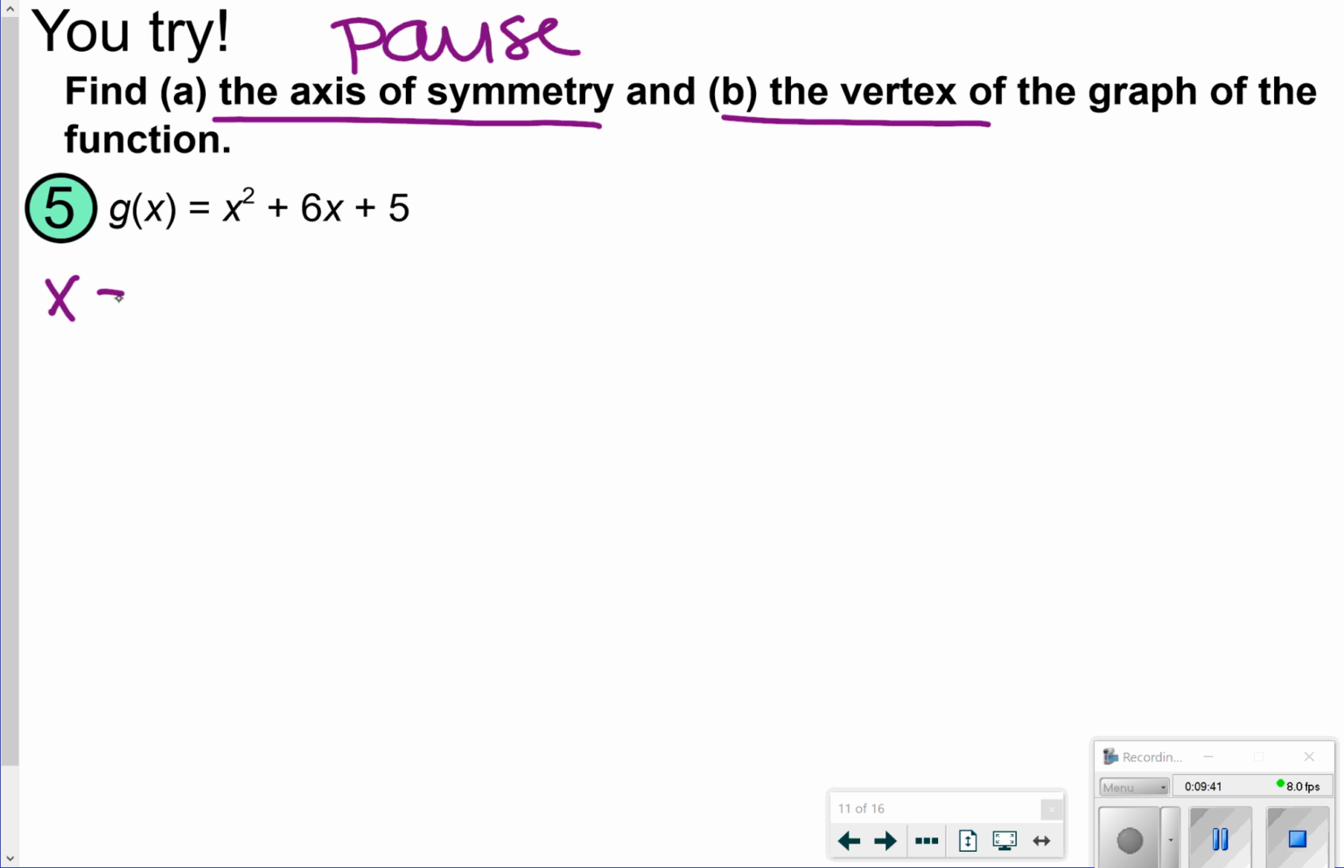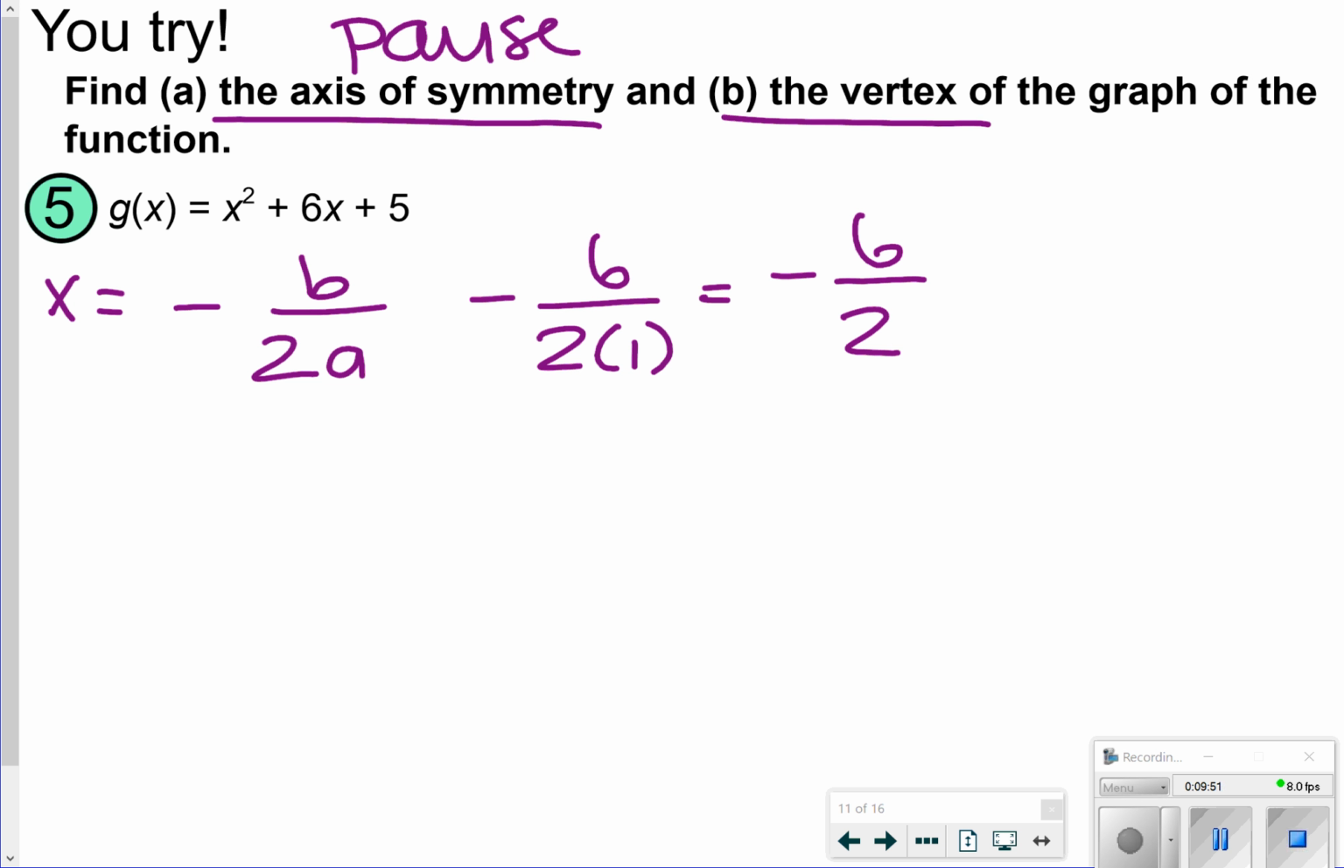Alright, so what I did first to find my axis of symmetry is plug in negative b over 2a. So I have negative 6 over 2 times 1, which is negative 6 over 2. That's going to give me an x value of negative 3. So my part A, axis of symmetry, x is equal to negative 3.